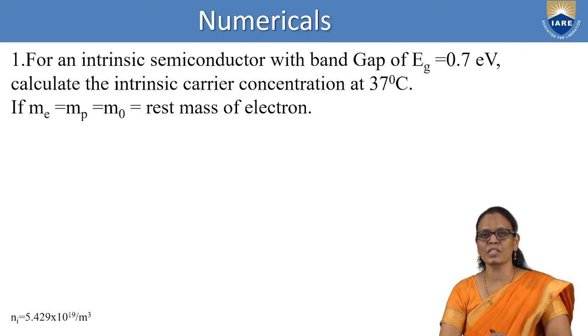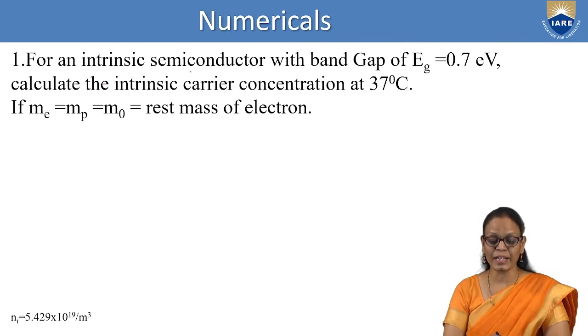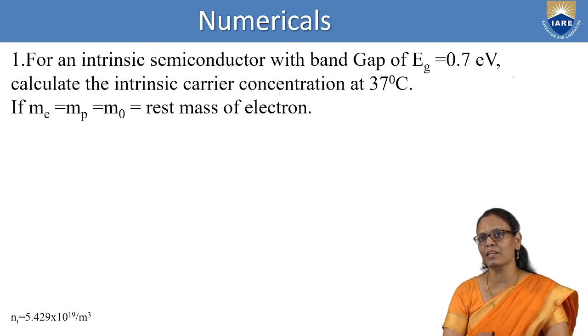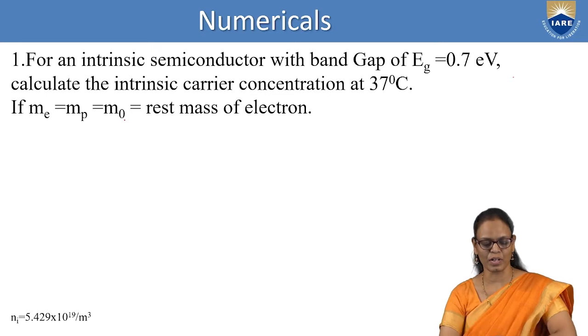Now coming to the first numerical. For an intrinsic semiconductor with a band gap of Eg equal to 0.7 electron volt, calculate the intrinsic carrier concentration at 37 degrees Celsius. If Me is equal to Mp is equal to M naught, meaning the rest mass of the electron is equal to the rest mass of the hole, is equal to M naught, the rest mass of the electron.